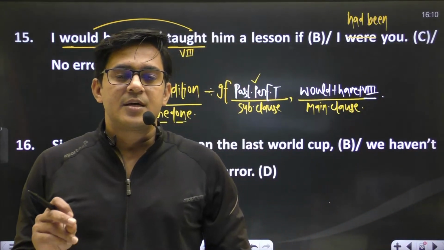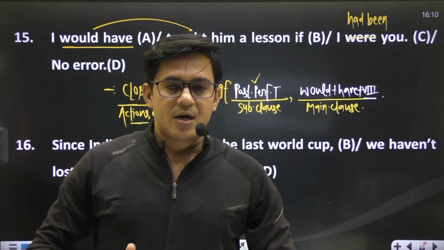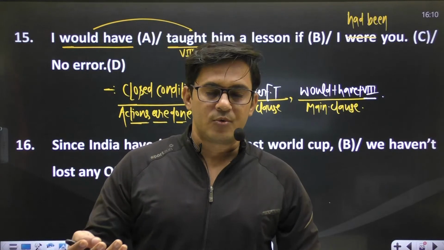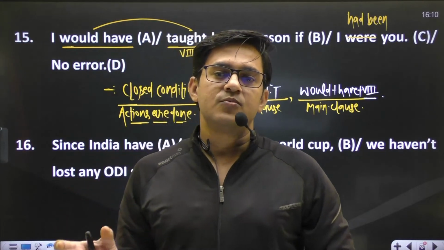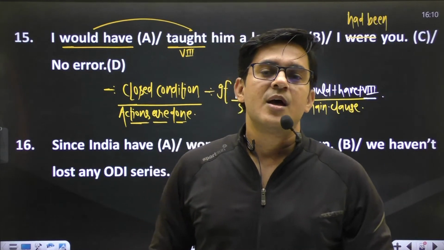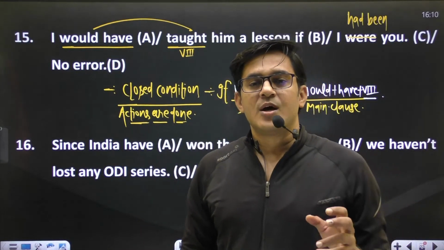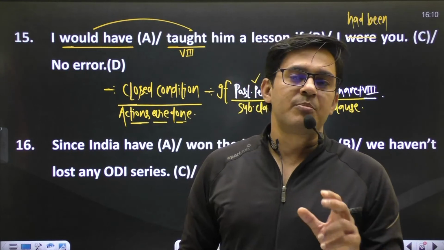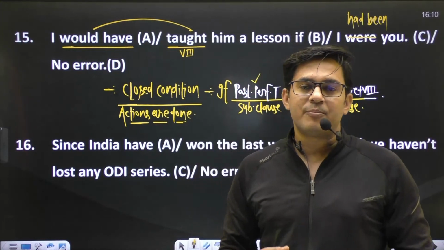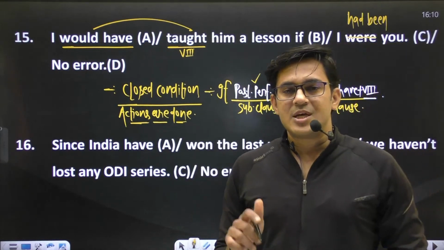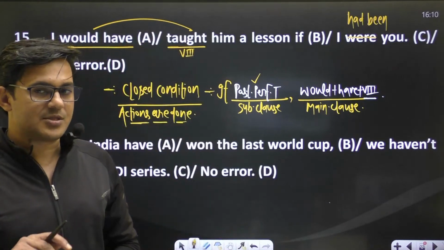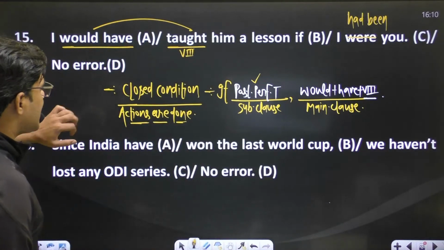Closed conditions are used to talk about actions which are done and their result is out. In the subordinate clause, we use past perfect tense, and in the main clause, we use the perfect form of would, could, or might: either would have plus V3, could have plus V3, or might have plus V3. This sentence is derived from the conditional sentences chapter. So now the sentence is okay.